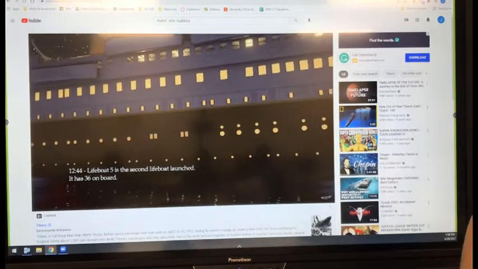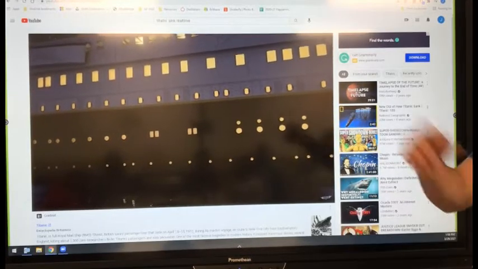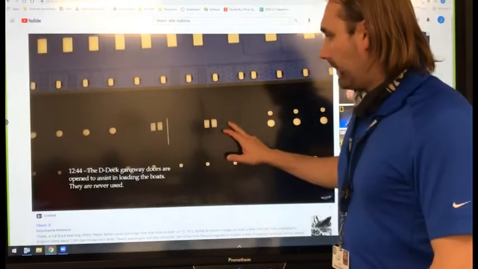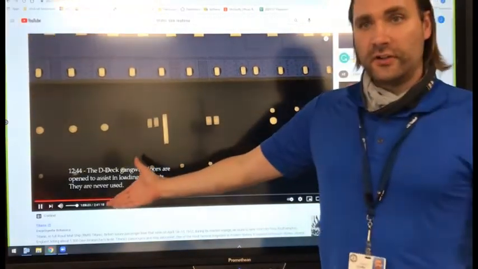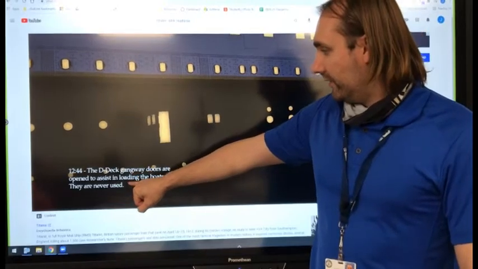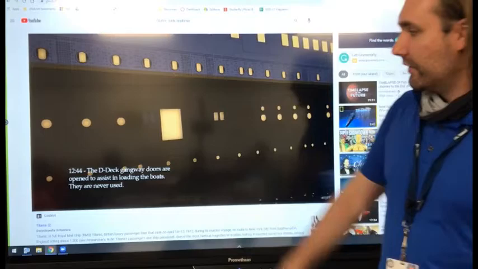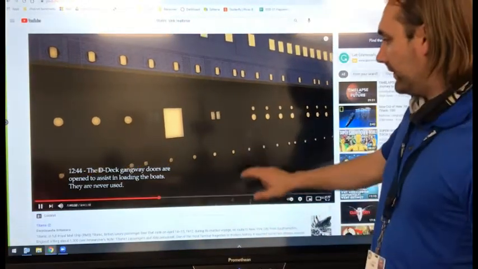Well, they were probably in denial, like COVID. Oh, COVID isn't real. Oh, no, we're not really sinking. No, this is a joke. Yeah, the boat's like halfway up in the air. Look, it also goes by all the witnesses. So the deck gate doors are open to assist in loading of the boats. They are never used. For real, the boat's like this in the water and I'm like, damn.